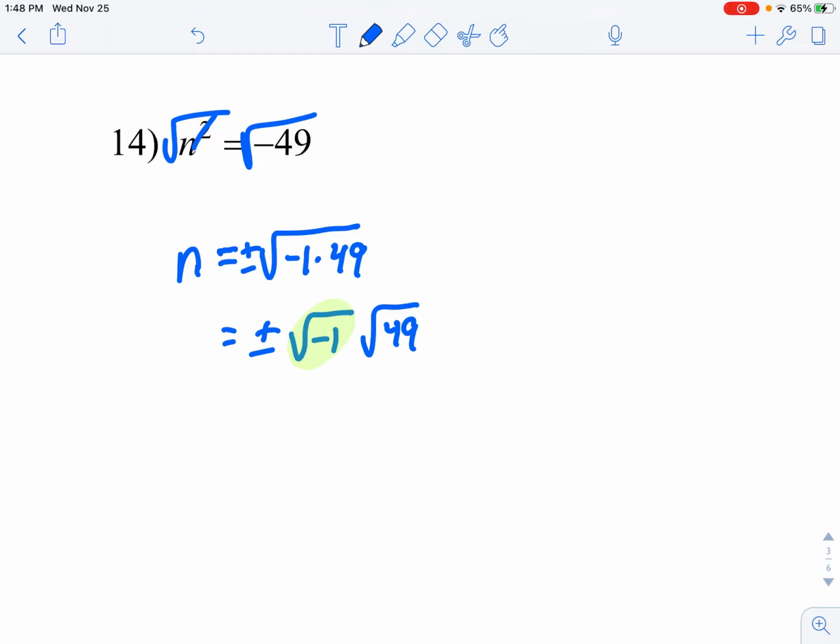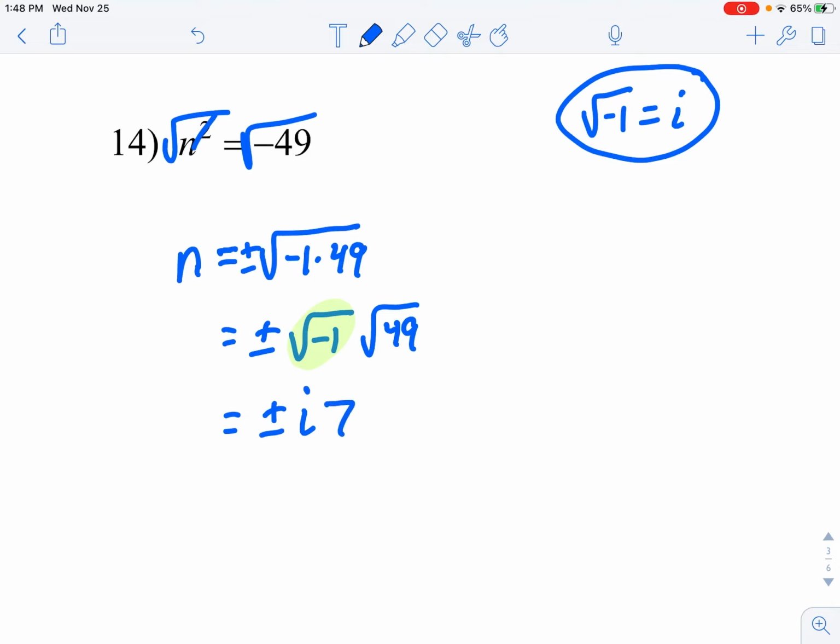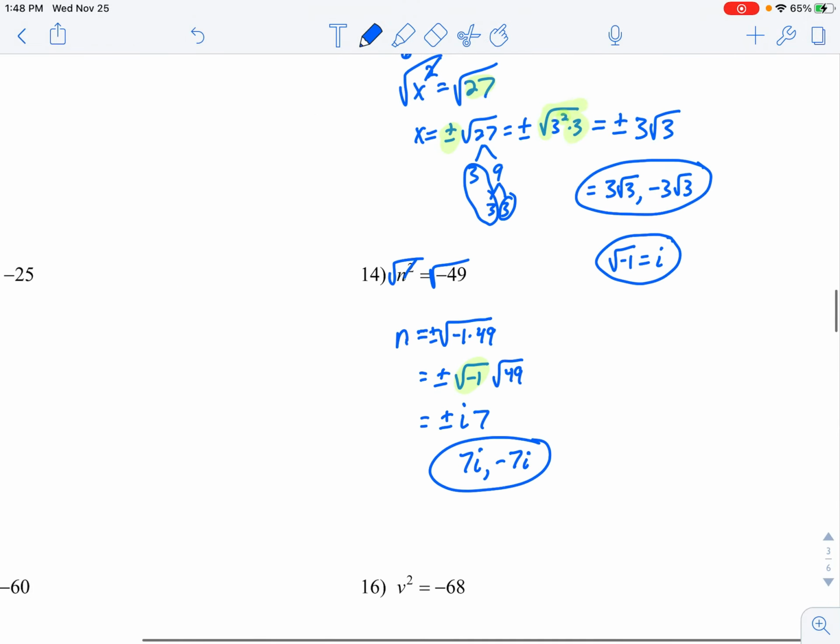If you didn't watch the earlier videos, you're going to need to go back and watch the one on complex numbers. The square root of negative 1 is i, the imaginary number. So your final answer here is plus or minus i square root of 49. What's the square root of 49? 7. Plus or minus i7. Okay, that's not really the way it's written. It's written 7i, not i7, just like variables. So positive 7i and negative 7i are the two answers for number 14.